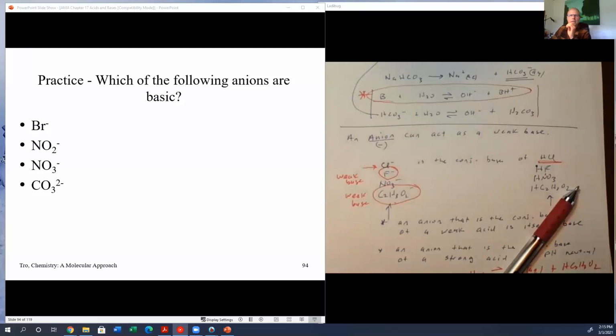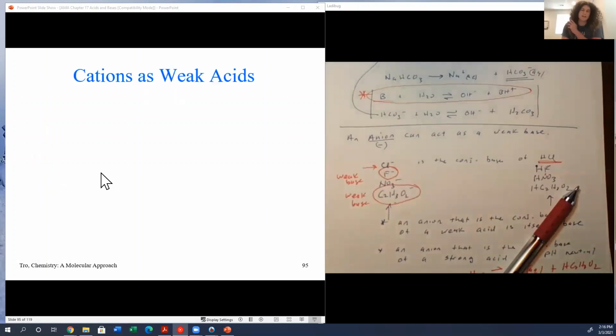Okay. Taylor, do you have a question? Yeah. So for the rule, it doesn't specify how strong the base is. Do we assume it's always a weak base, or can it be a strong base too? No, it's always a weak base. Yeah, and we'll figure out how to get Kb for the base in just a minute. So then we can figure out how strong it is, and we can find the pH of solutions containing that base. So we'll get there. Okay. Thank you.